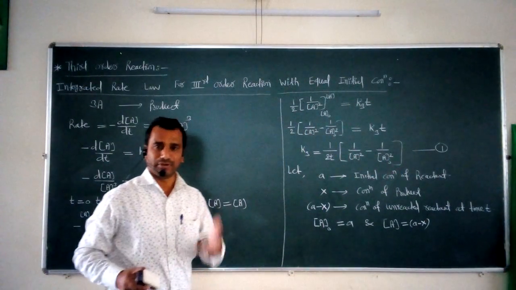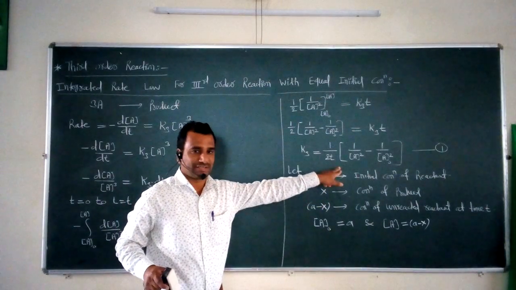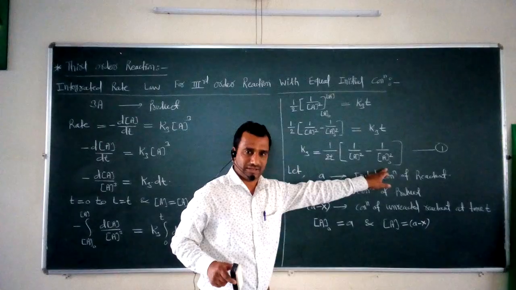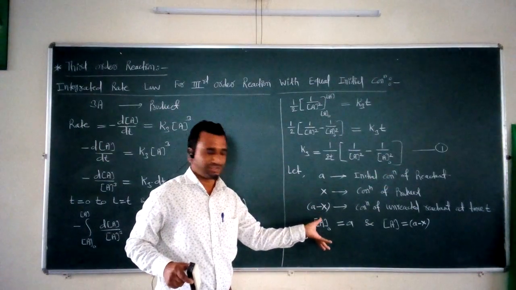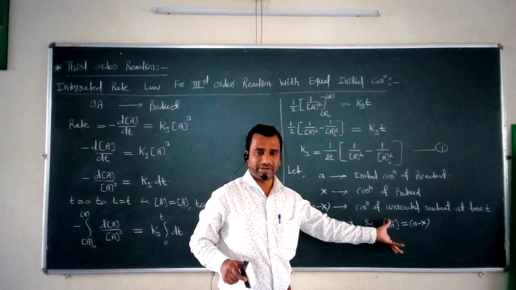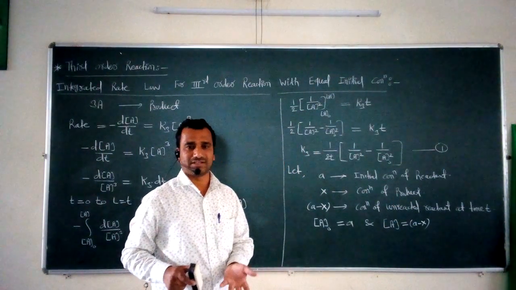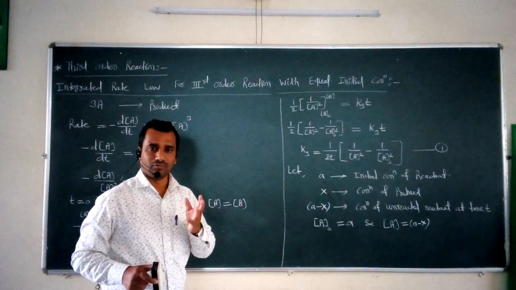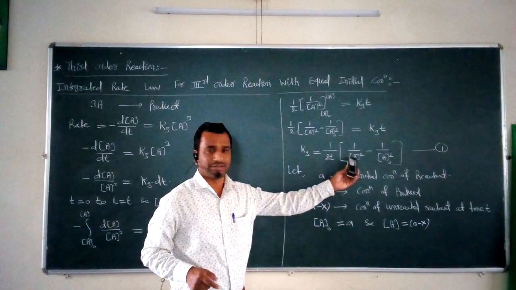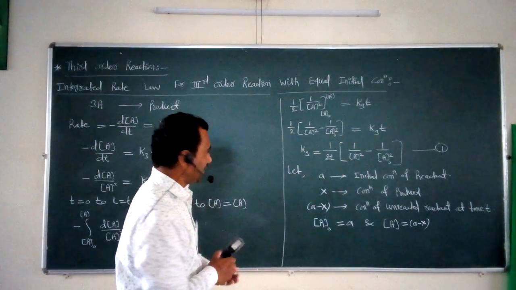Why is this so? Because we know that A0 is nothing but the initial concentration. That's why instead of the concentration of A0, we take small a, and instead of capital A, we take a minus x. Now our next step is to substitute these values in equation number first. What will you get?